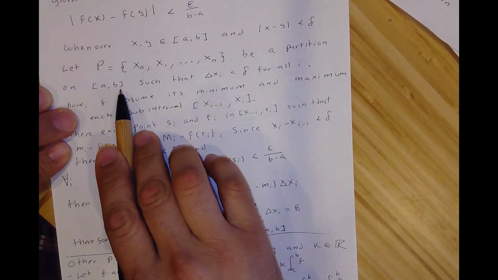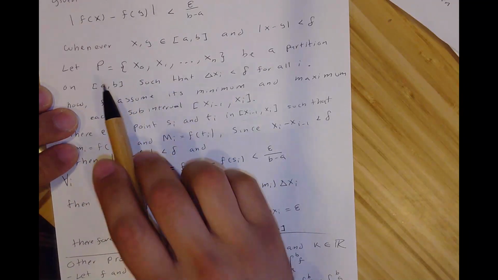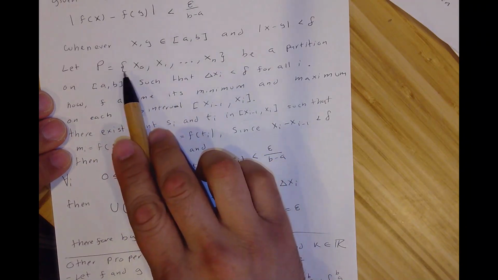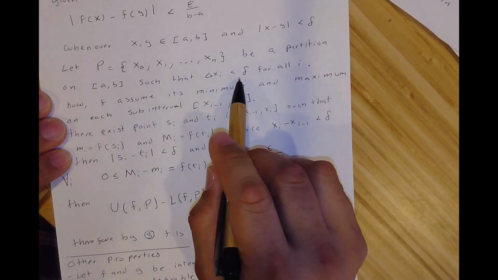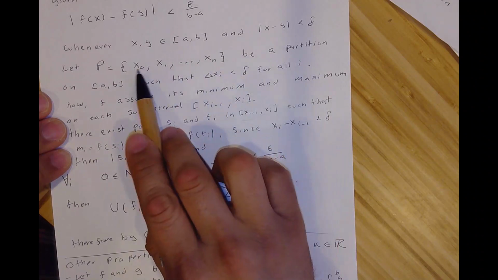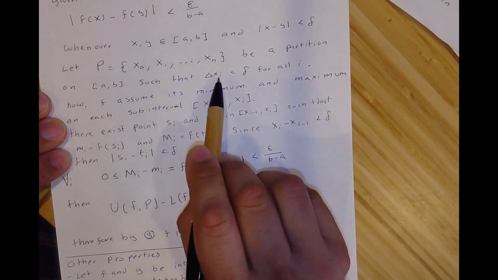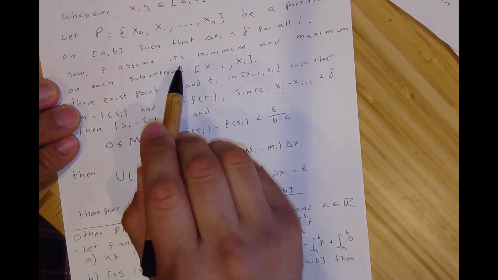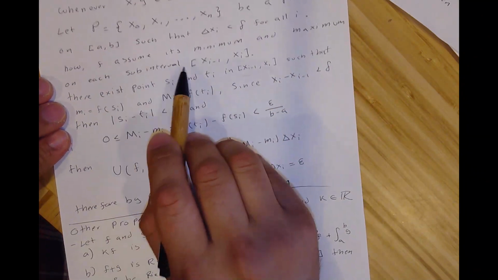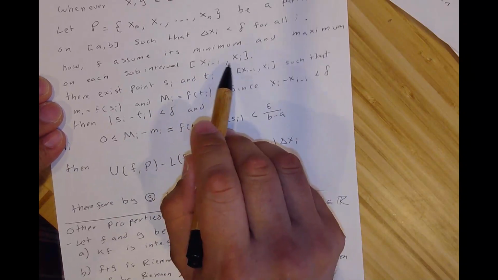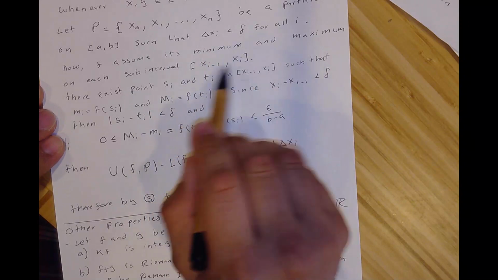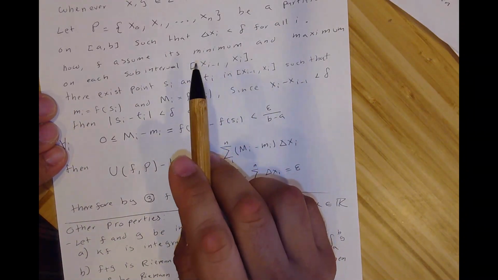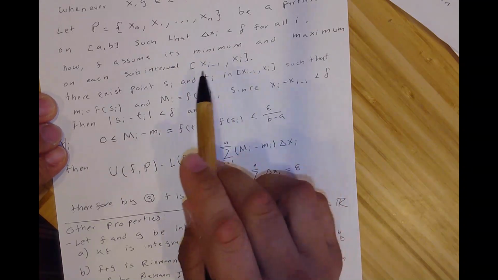Let it be a partition of the closed interval in the real numbers, so it's a compact set, such that delta xi, which is the distance between these numbers, is less than delta for all the possible subintervals that we have in I. Now assume f attains a maximum and a minimum on each subinterval. For each subinterval, we know there will be a maximum and a minimum, because f is continuous.